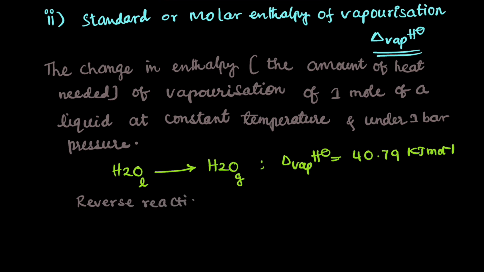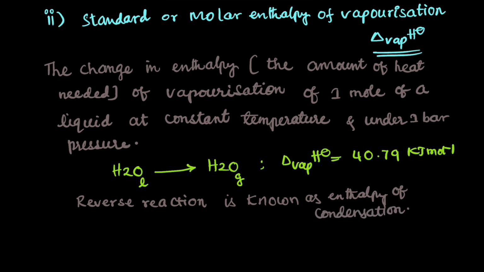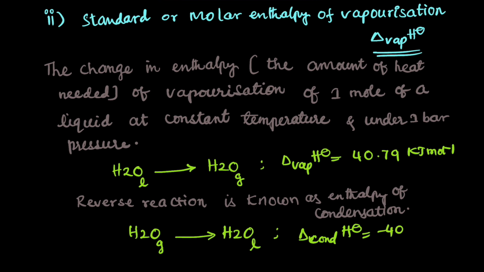When you reverse this equation, H2O gas converts into H2O liquid, and this is known as the enthalpy of what? Gas converted into liquid is condensation. And this value will be the same but the sign will be changed. So see here, H2O gas converted into H2O liquid, the enthalpy of condensation at standard condition is minus 40.79 kilojoule per mole.